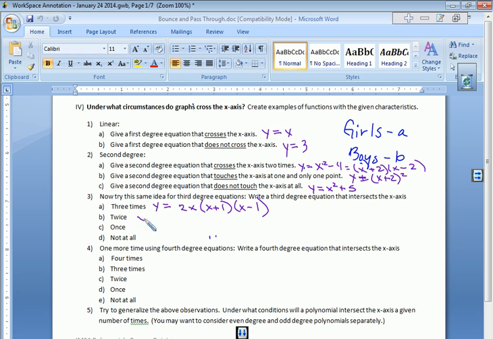All right, fellas, twice. Y equals x times x minus 1 squared. Good. Okay, so one of our factors needs to be squared, the other not. All right, once. Once, what would it be? X minus 1 cubed. Not at all. Non-existent. We can't do that. You can't do that because this is an odd degree function, which means the end behavior, yeah, it's not possible.